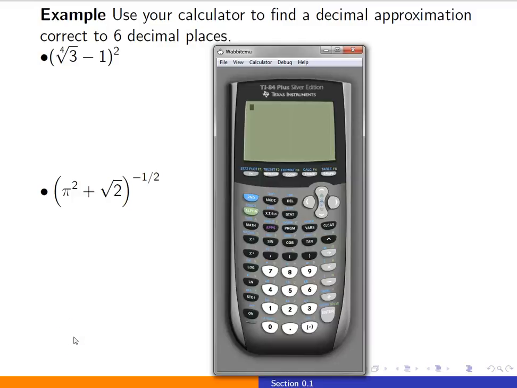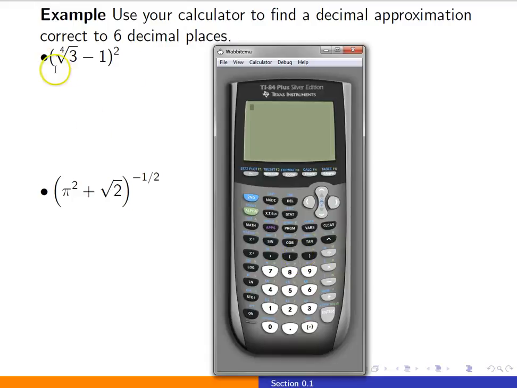In this example, we will use a calculator to find a decimal approximation. Now I have my TI-84 pulled up here on the screen. I would recommend that whatever your calculator is, that you pull that out and follow along by pushing those corresponding buttons.